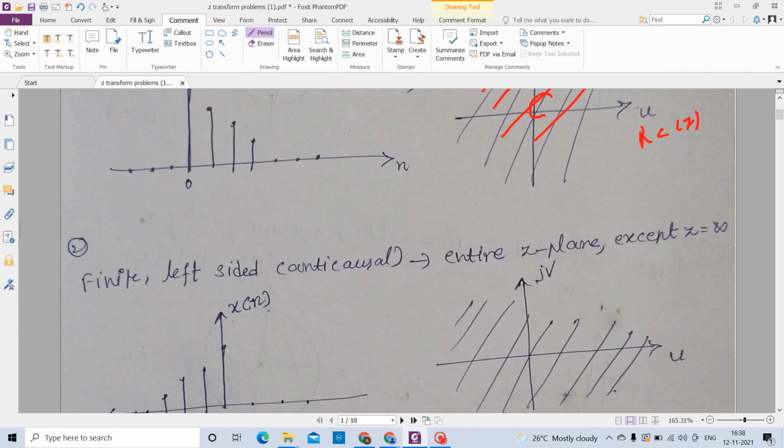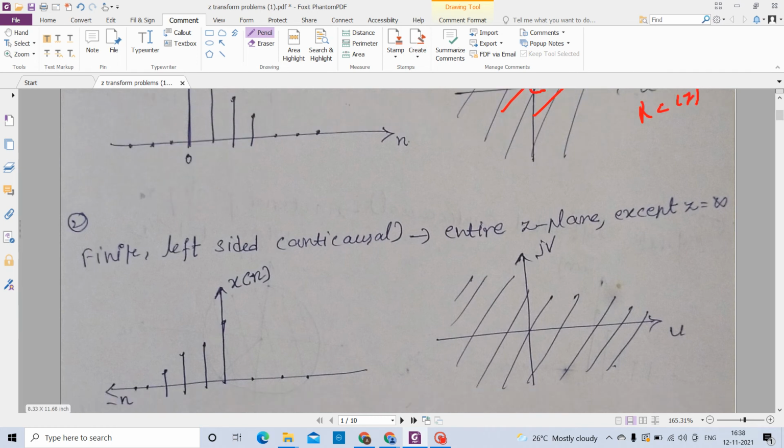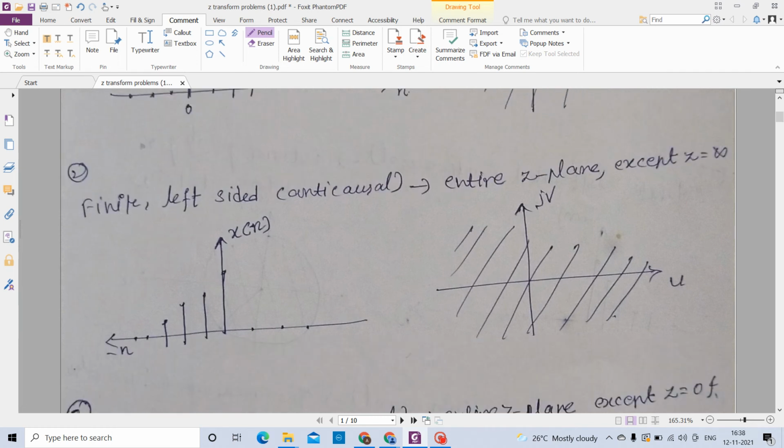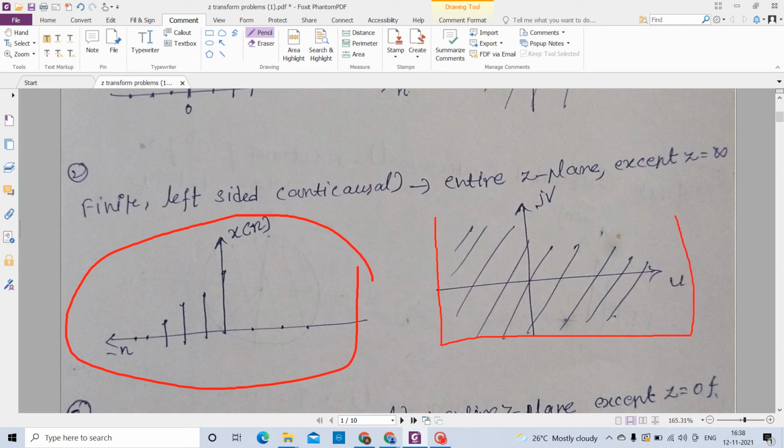If the sequence exists on the left side, then it is finite, and the graphical representation looks like this. Then the region of convergence occupies the entire z plane except z is equal to infinity. For the remaining values of z, it occupies the entire z plane.